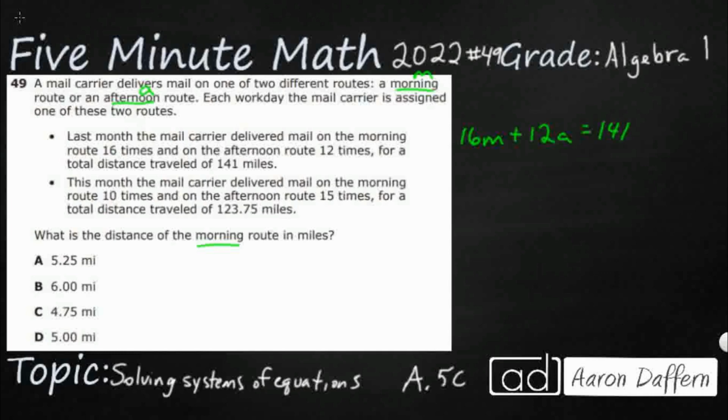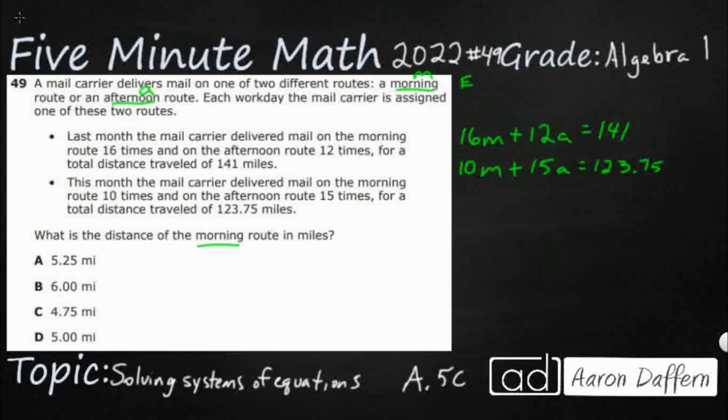All right, so we could do the same thing for the second clue. Morning route 10 times, so that's 10M and that's 15A, 123.75. All right, so what we have here is a system of equations, because we've got two different equations. They're both using M and A. So I'm going to use elimination.